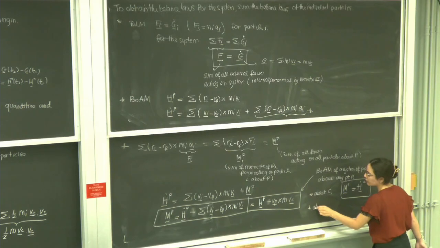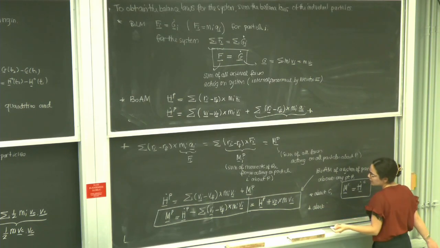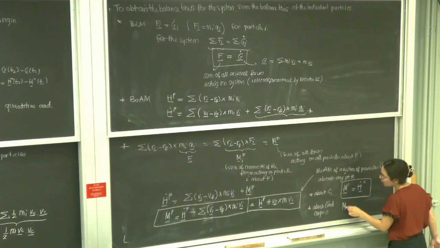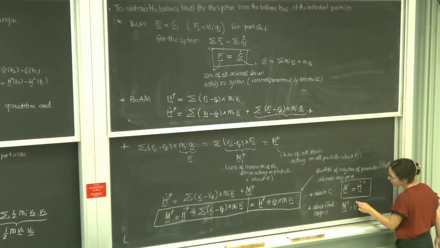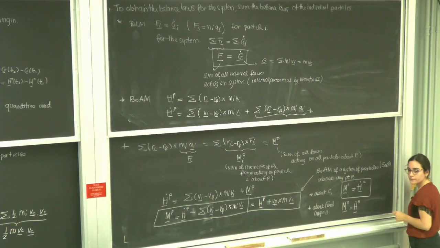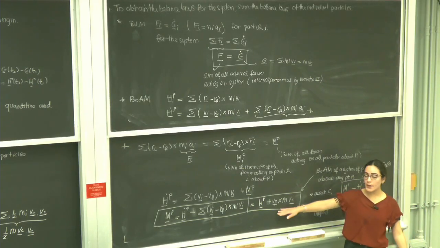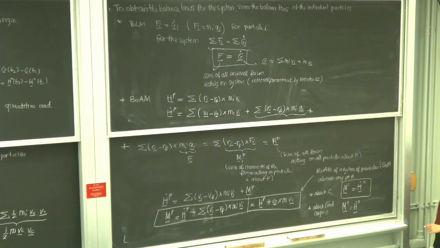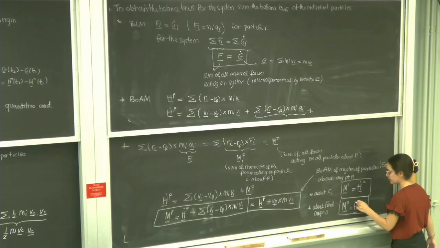And then about a fixed point O, or a fixed origin O, I'll get MO is equal to what? H dot O plus VO cross MVC. But what is VO if O is a fixed point? If O is a fixed point, then what is its velocity? 0. So we're just left with MO is equal to H dot O.